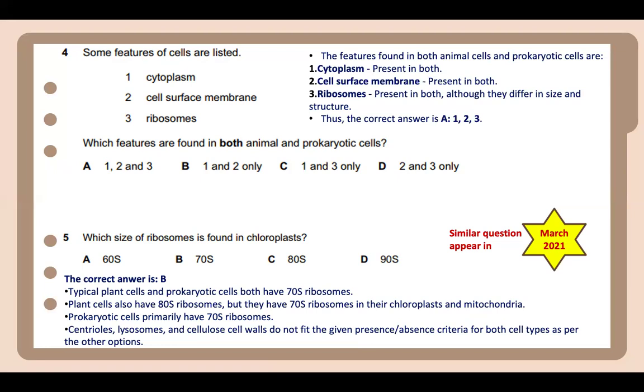Which size of ribosomes is found in chloroplasts? This is also a similar question that appeared in March 2021. The correct answer for this question is B, 70S. Typical plant cells and prokaryotic cells both have 70S ribosomes. Plant cells also have 80S ribosomes, but they have 70S ribosomes in their chloroplasts and mitochondria. Prokaryotic cells primarily have 70S ribosomes. And centrioles, lysosomes and cell walls do not fit the given presence or absence criteria for both cell types, as per the other options.